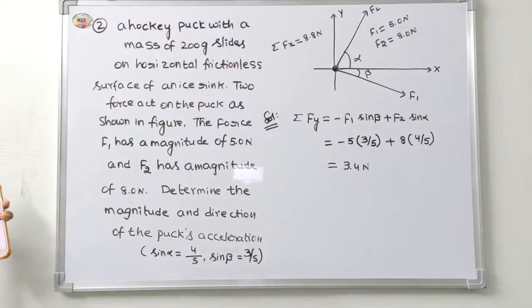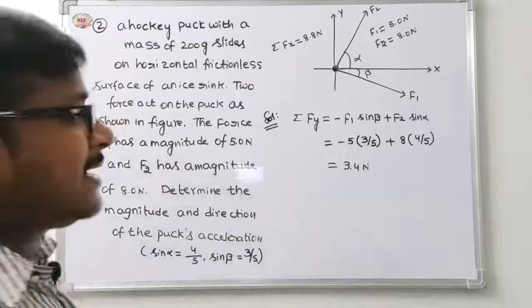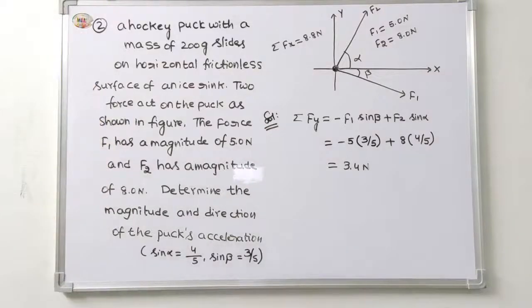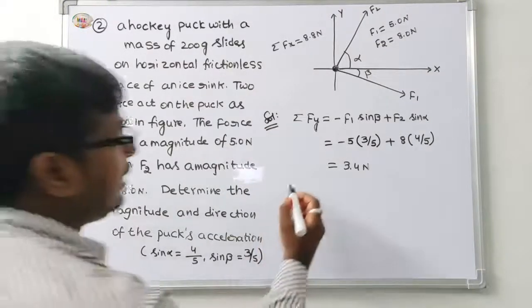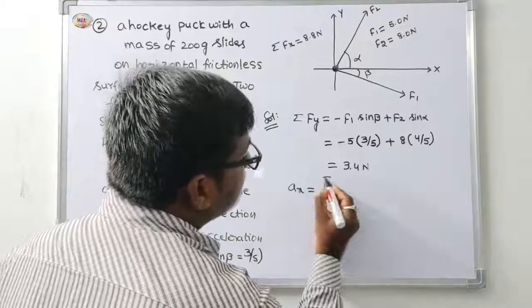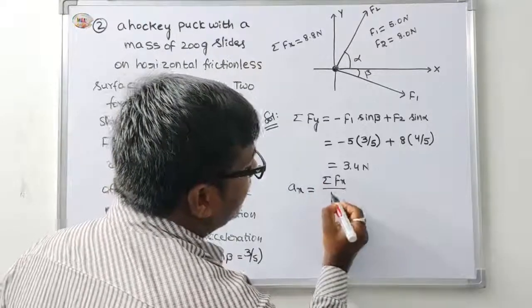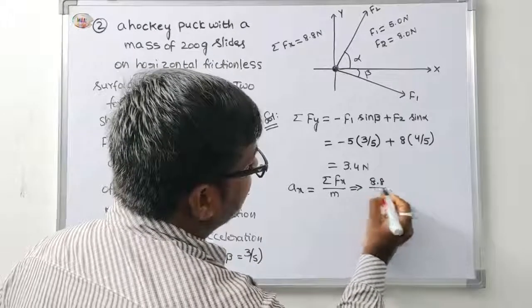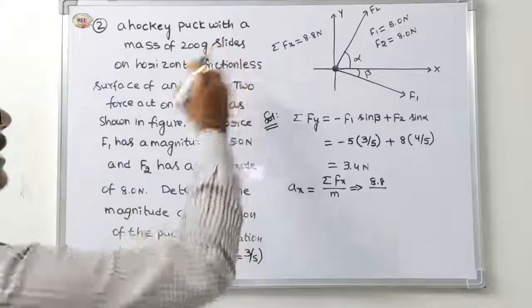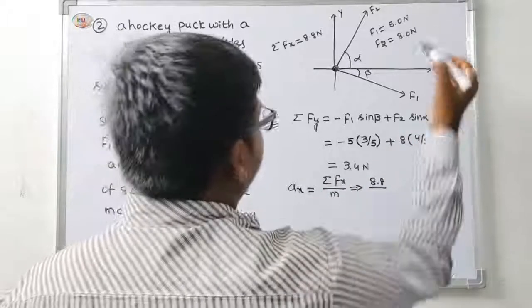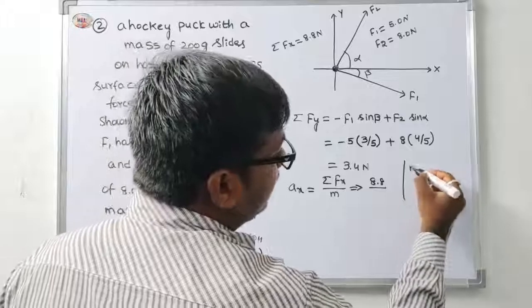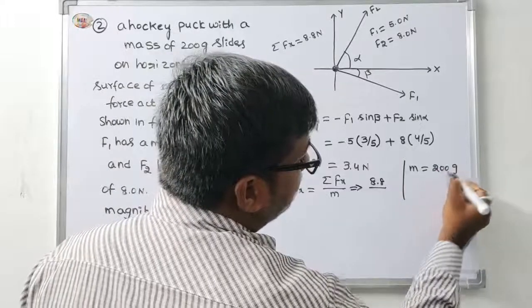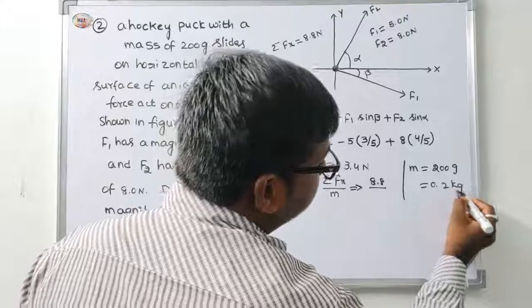Now Newton's second law is used to find the x and y components of acceleration. The formula: Ax is equal to sigma Fx by m. That is sigma Fx, 8.8, divided by the mass. Here the mass is 200 grams. Write aside, m is equal to 200 gram, that is equal to 0.2 kg.